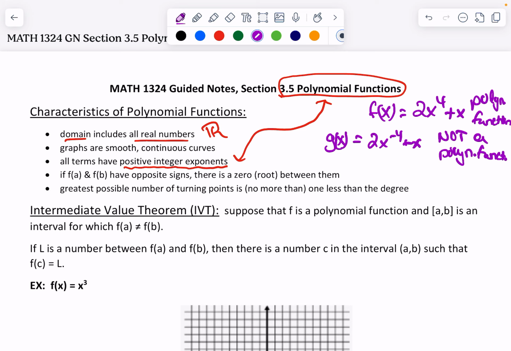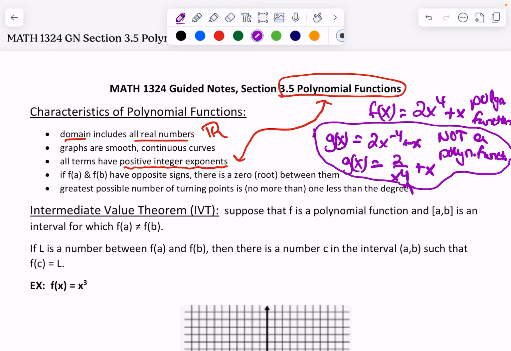We can rewrite this with a positive exponent, but see how that positive exponent goes under the division line, the fraction line. So it's in the denominator. So this is an example that is not a polynomial function. So all the exponents have to be positive integers.